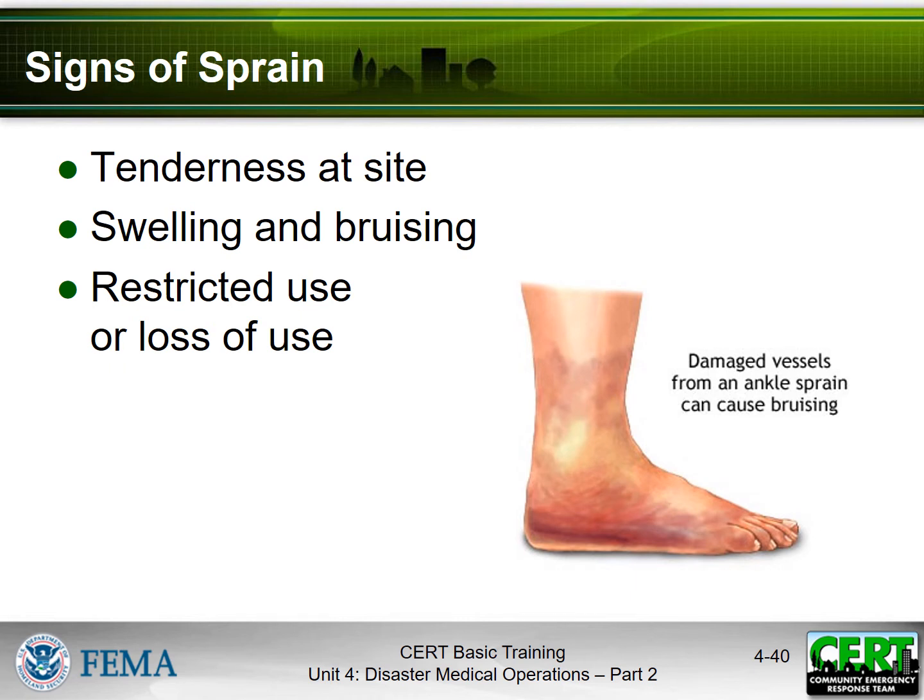Signs of a sprain: tenderness at the site, swelling and bruising, restricted use or loss of use. You see that nice picture there of the discoloration and the bruising. Damaged vessels from the ankle sprain can cause bruising.